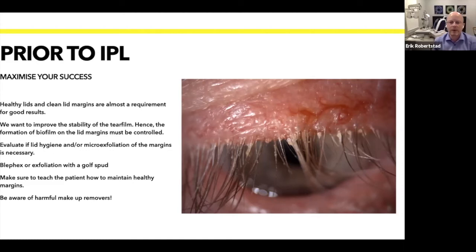Be aware of harmful makeup removers. Ask people, what do they do to remove their makeup? Because there are many products out there that are not healthy for the eyelids. They're too strong, maybe containing a lot of alcohol, parabens, and stuff like that. Those are ingredients that we suspect over time will actually kill meibomian glands. So you don't want to lose more meibomian glands that maybe the patients already have lost. So make sure you give them a good product, a kind product without alcohol or without preservatives and parabens.